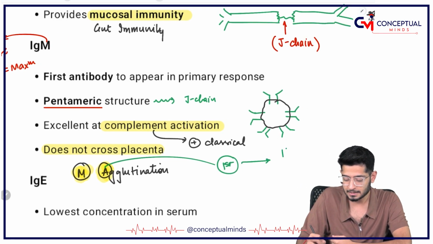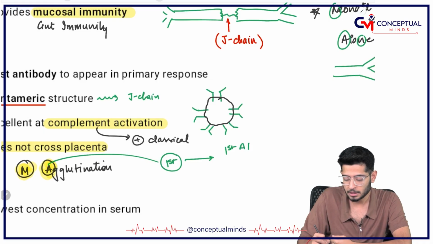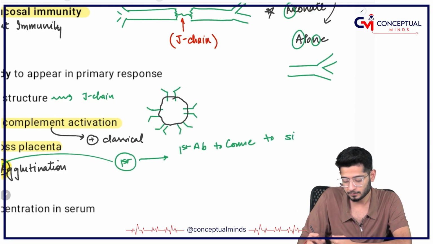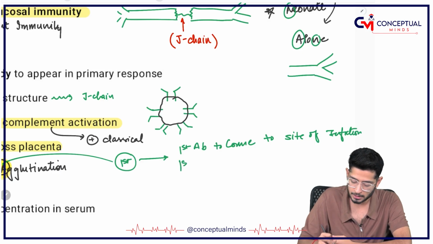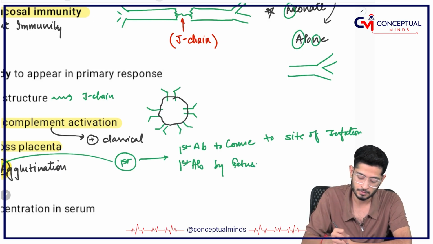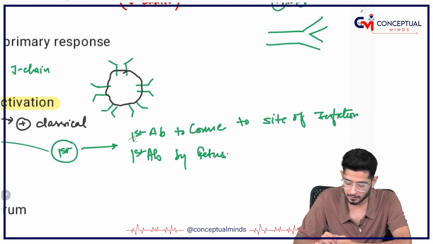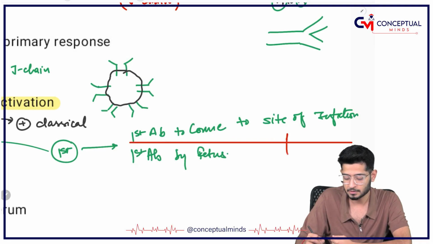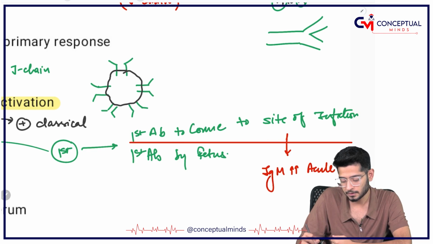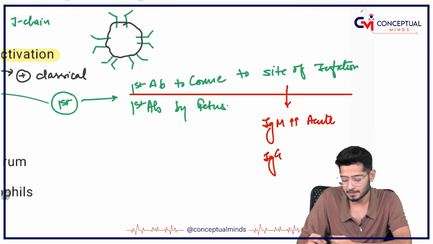So remember, IgM is the first antibody to come to the site of infection. It is also the first antibody which is produced by the fetus. The first antibody is going to be IgM. Because it is the first antibody to come to the site of infection, that is why IgM is raised in all the acute infections, whereas IgG is something that is raised in the chronic infection.